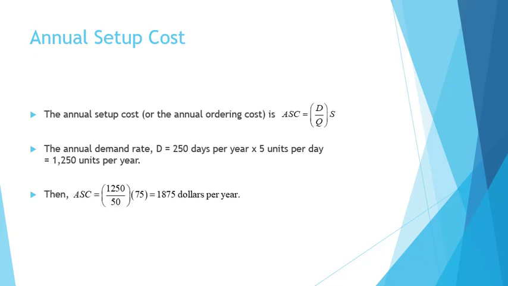Thus 250 times 5 is 1,250 units per year. Then the annual setup cost is 1,250 divided by 50, which is the order quantity, times 75, the setup cost per order. Then the annual setup cost equals $1,875 per year.